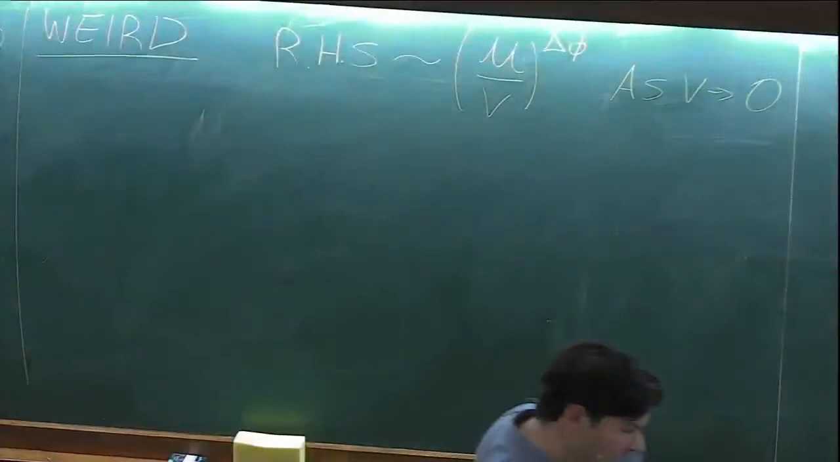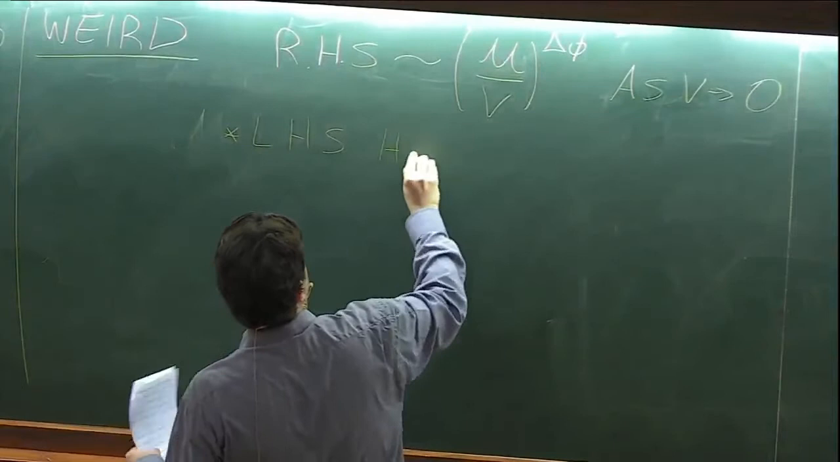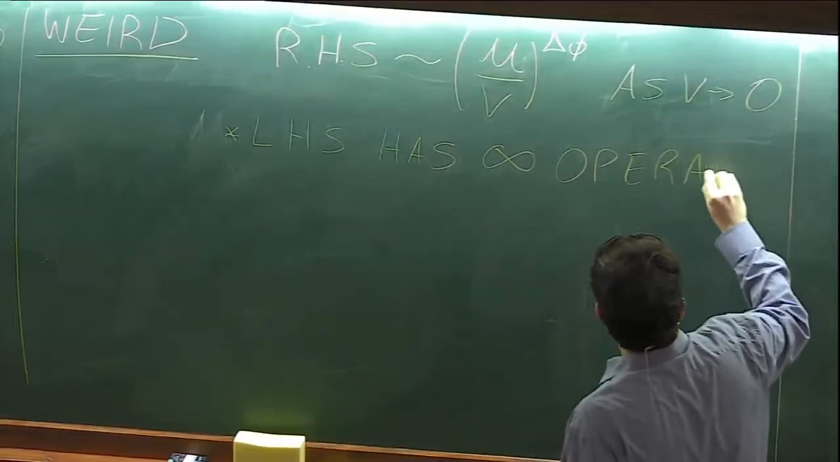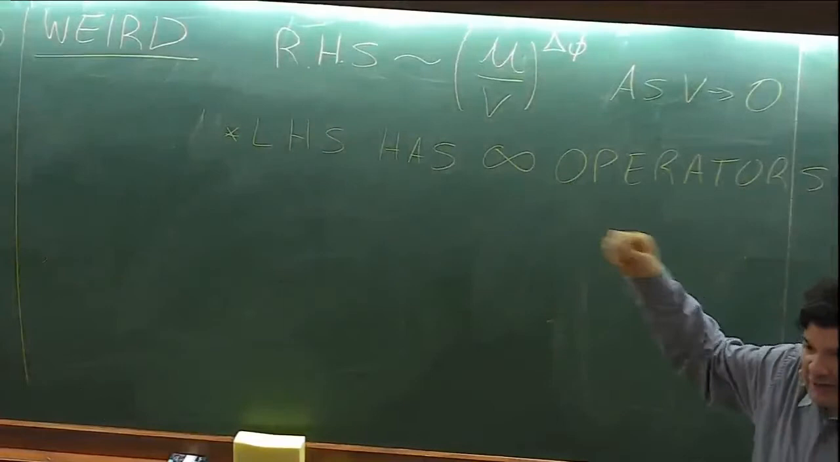This is quite weird, and the reason why this is possible is because the left-hand side has infinite operators. If you sum any finite number of conformal blocks, let's say 10 to the 10 to the 10 to the 10, just to say a number, that will diverge logarithmically as v goes to zero. That's not enough. The only way in which you can get a divergence, which is a power law, is because we have an infinite number of operators.